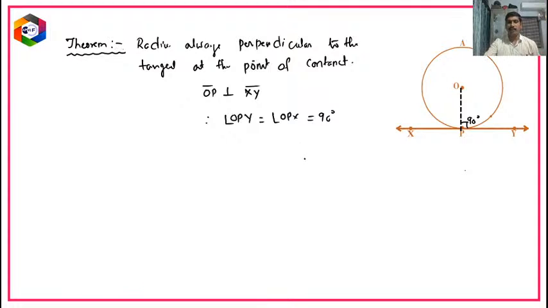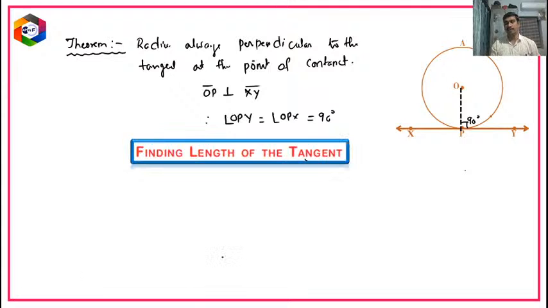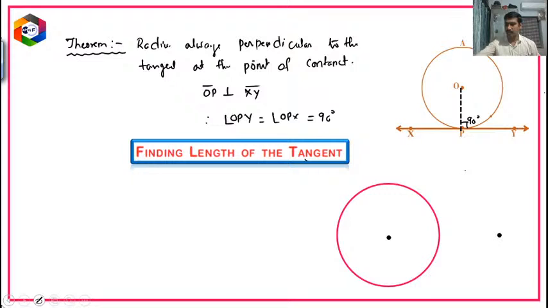Okay, next, based on this theorem we have discussed one more important point, that is finding the length of the tangent. Let us observe, children. Here is a circle with this center. Now there is an external point which I have taken. From this external point I am going to draw the tangent. Here is the tangent which touches this circle at this particular point. Let us assume that the external point is A and this point is B.